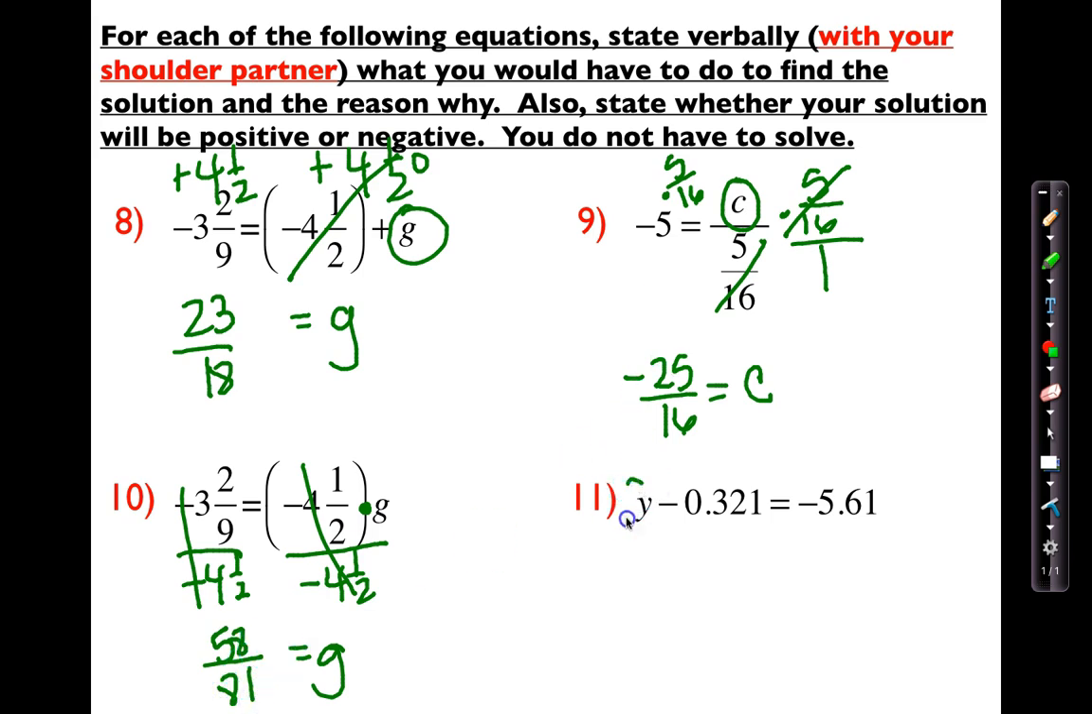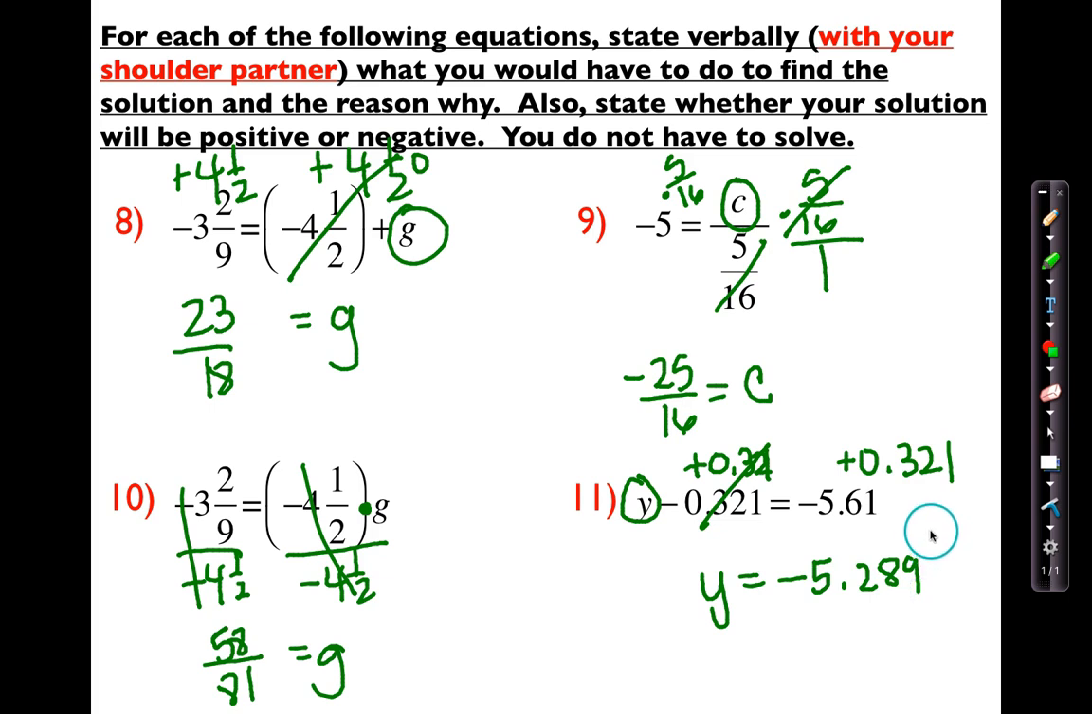For the last one, we're going to try to isolate y. So in order to do that, I do need to get rid of this minus 321 thousandths. Since it's minus, I'm going to do the inverse, which is to add 321 thousandths to both sides. That is going to leave me with y equals, obviously there's more negatives. How many more negatives are there? There's 5 and 289 thousandths more negatives.